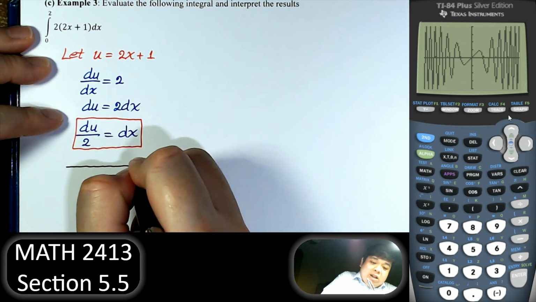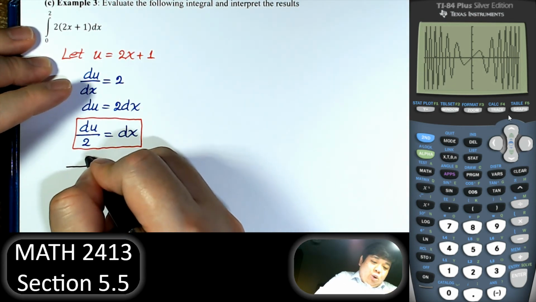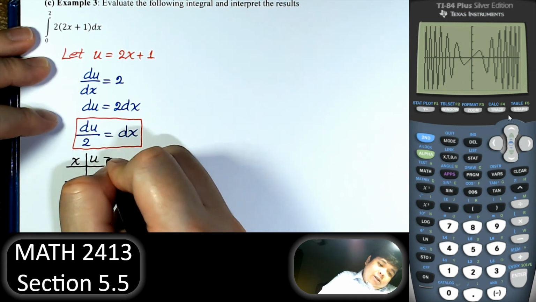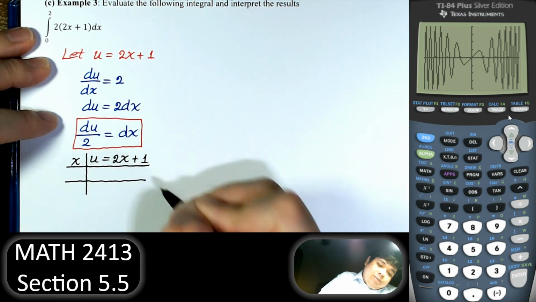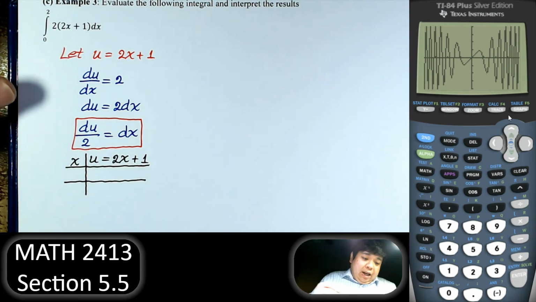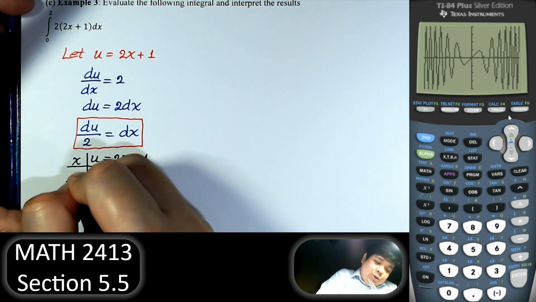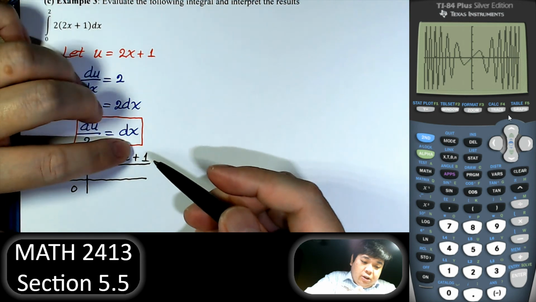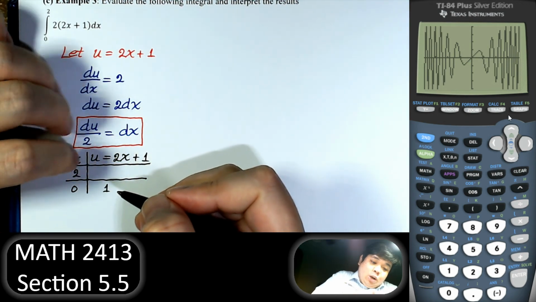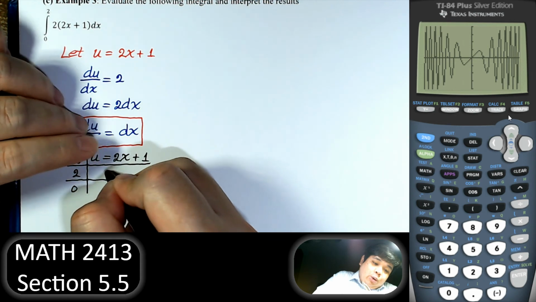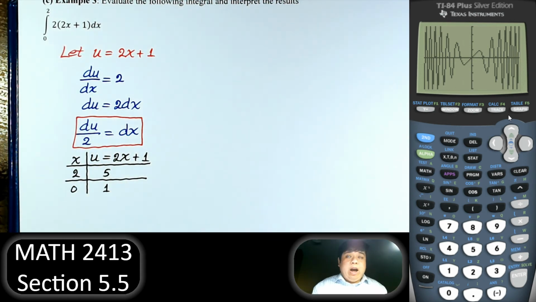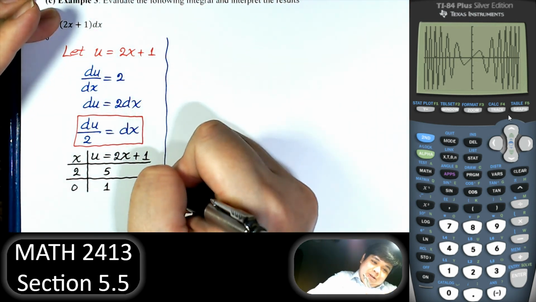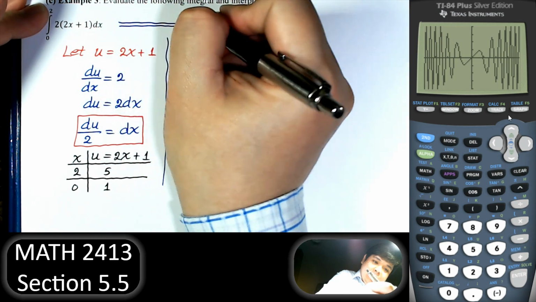I did hundreds of problems like this, so that's why it gets kind of routine. Right, now we change the limits. I go from 0 to 2. When x equals 0, u is equal to 1. When x equals 2, u equals 5. So instead of going from 0 to 2 for x, we go from 1 to 5 for u, sorry. This integral equals, there's a 2.